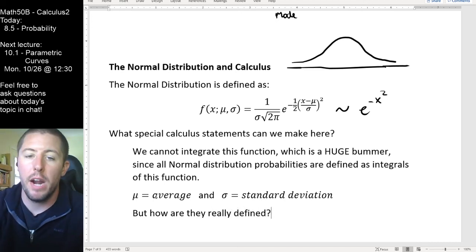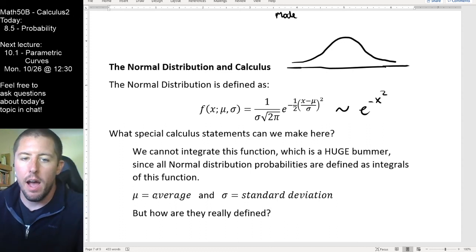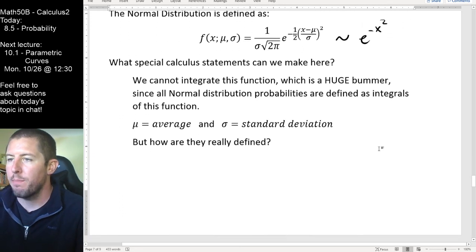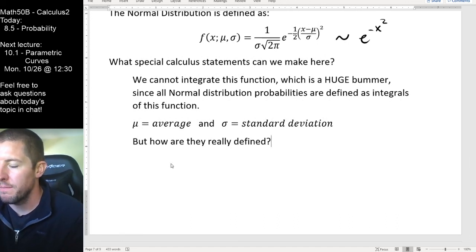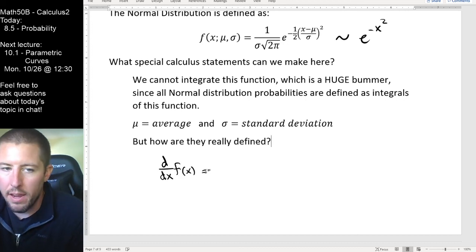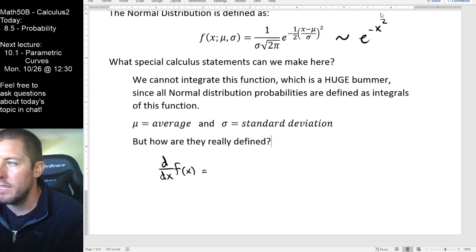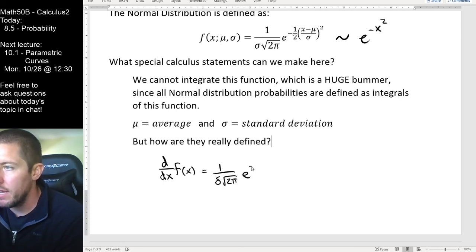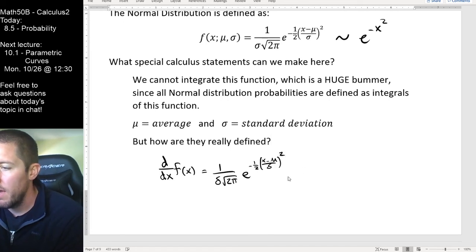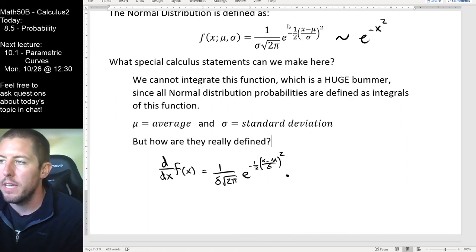Well, what do I mean when I say how are they really defined out there? Check out some really nice things that happen here. If I take the derivative of this function right here, okay, here we go. I'm going to take a derivative. And what I see is that this is an e to the negative x squared. So what I know is I'm going to get back the entire 1 over sigma root 2 pi, and the e to the negative 1/2 x minus mu over sigma squared. But what I'm going to have to multiply by is the derivative of the inside function.